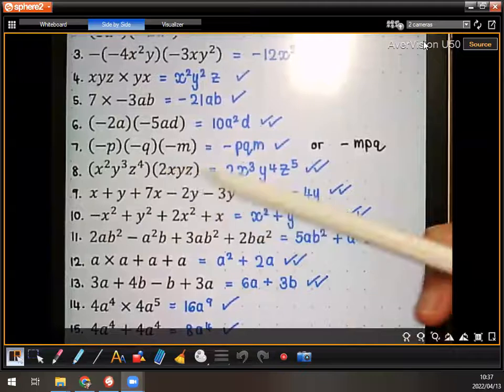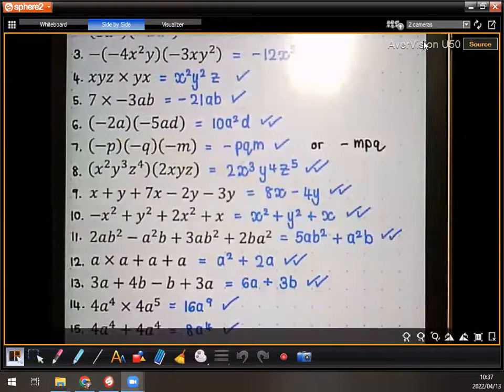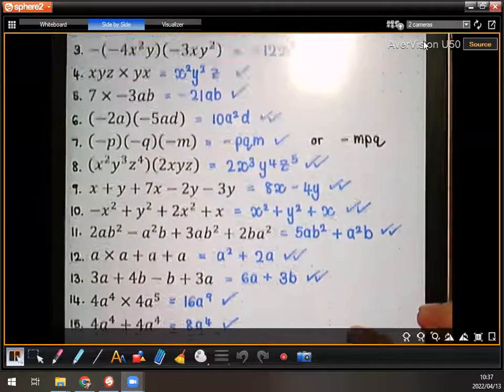Oh, guys, I just want to go back up to 7 quickly. Quite a few of you also changed this just to minus p minus q minus n. So 3 separate terms. When you have brackets, you can't do that. Okay, when you have brackets written next to each other, that always means that you're multiplying them together.